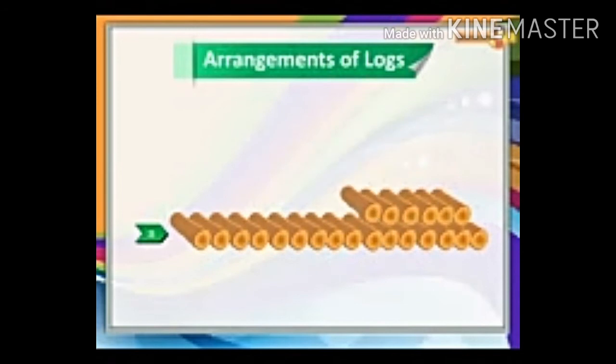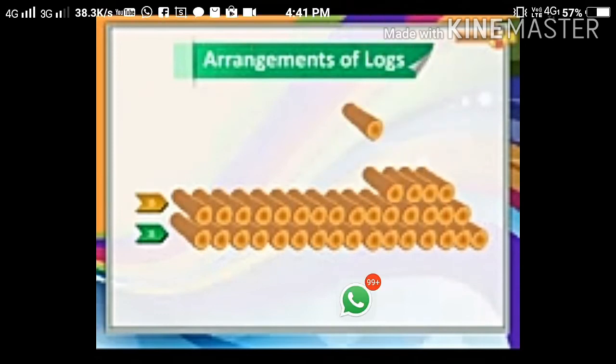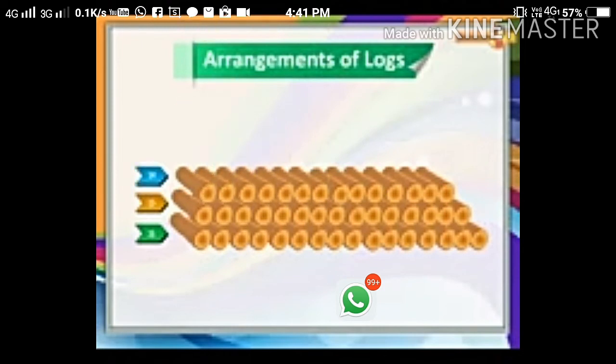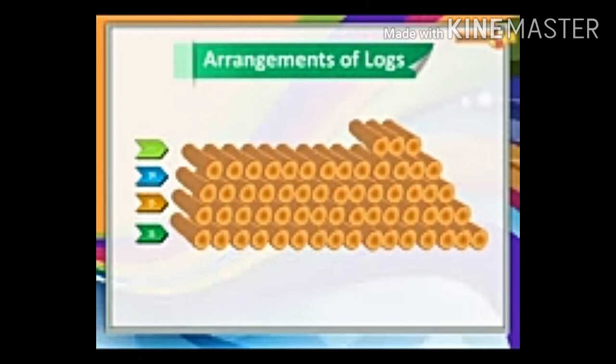Now look at the arrangement of blocks, where there are 16 blocks at the bottom, 15 blocks next to it, 14 blocks in the row next to it, and so on. So we are getting 16, then 15, then 14, then 13, and so on.